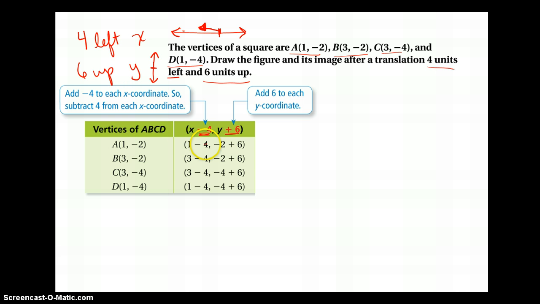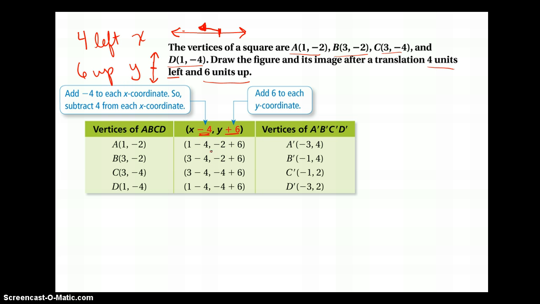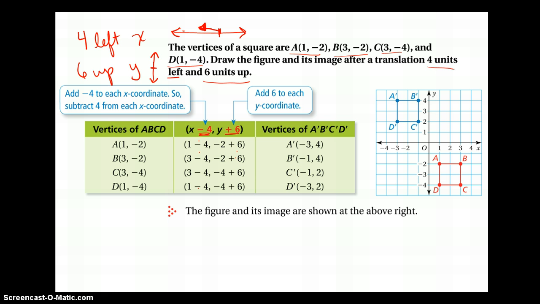So they took 1 minus 4, -2 plus 6. 3 minus 4, -2 plus 6. Same thing as we did on the first slide, just looks different. They did it horizontally, we did it up and down. So our new coordinates, after we've done our adding on our x's and our subtracting on our x's and our adding on our y's. So there's our picture.